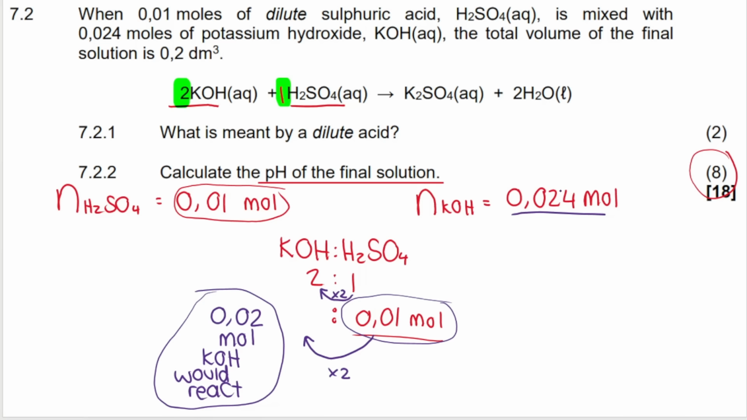So if you need to make notes, this 0.024 is the amount, the moles of KOH base that I have at the start. Then I use the mole ratio, and the mole ratio tells me the moles of KOH that will actually be used up or that will actually react. Now, can you see that I'm not reacting everything? I have some left over. I'm reacting 0.02, but I have 0.024 at the start.